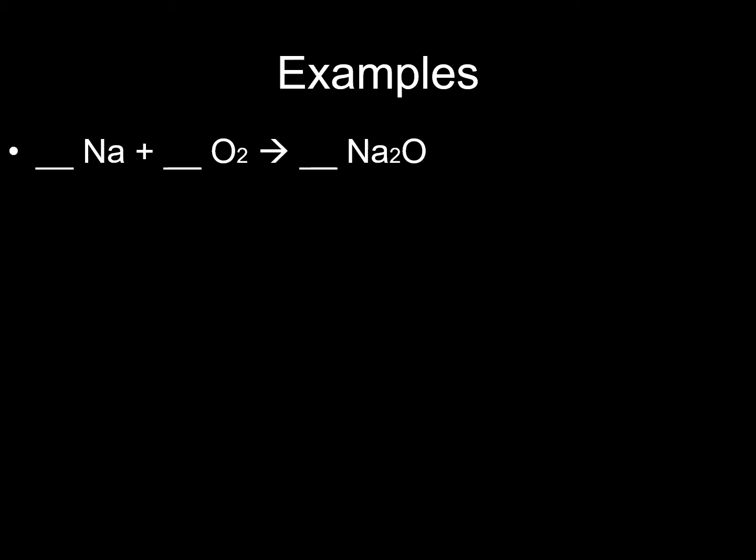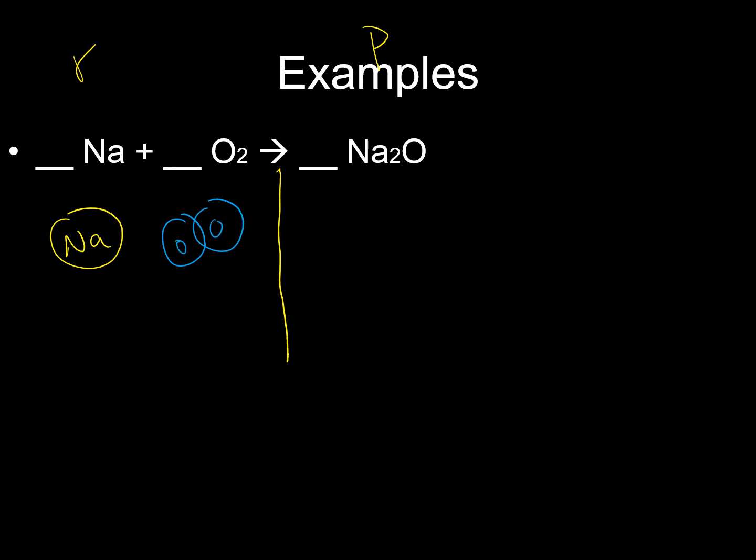So if we take a look at another example here, I'm going to separate my 2 sides. Again, this is my reactants and this is my products. I can do the same thing I did last time where I have my Na and my O2. And then over on this side, I have my Na2O.